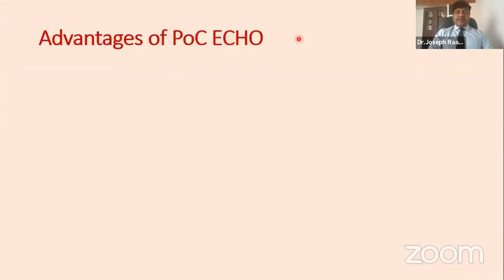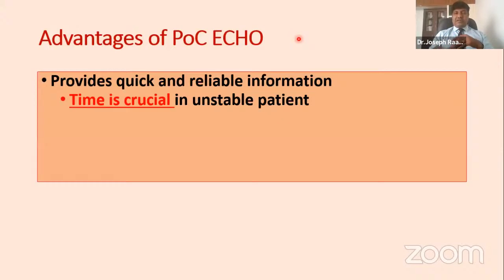Another thing is, why should we know? What are the significance and the importance of doing this transthoracic echo? First and foremost, it gives you quick and reliable information. For example, if you want to do a chest X-ray, you need to wait for the radiographer to come to the patient's bedside. Then the film has to be developed. It may take a minimum of 20 to 25 minutes. So you will be wasting a lot of important time.